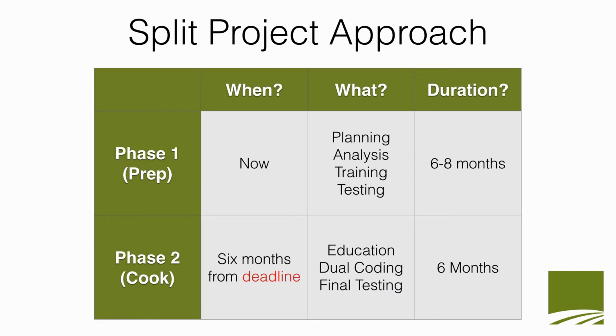Ideally, the federal government would not screw with the ICD-10 deadline if we are 6 months from go live. Maybe that's just me being optimistic. However, the major items included in Phase 2 are physician education, intense dual coding, and final testing of systems. In Phase 1, we need to be working up to these 3 major items.